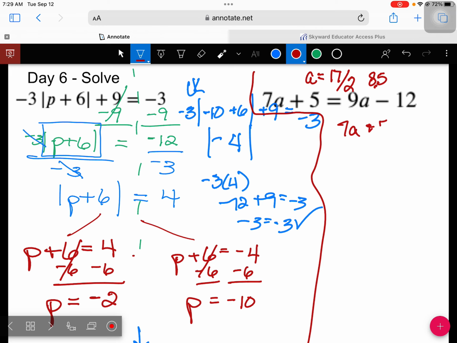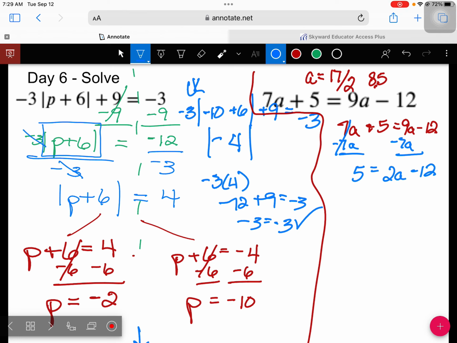7a plus 5 equals 9a minus 12. Do I need to combine like terms on the same side? No, I can't combine like terms. So I need to get my a's on one side and numbers on the other. I'm going to subtract 7a from both sides. 7's cancel. I get 5 equals 2a minus 12.